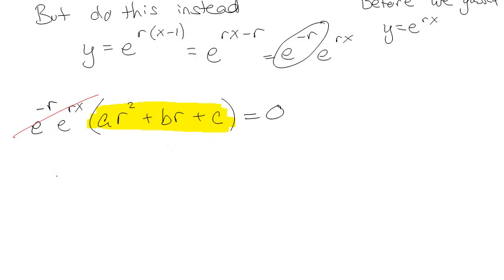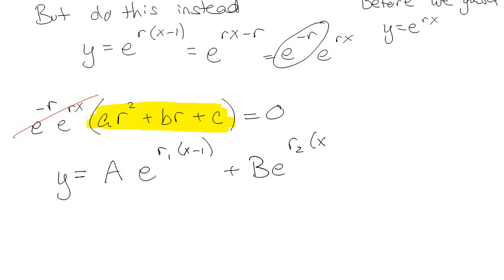So say we had the solution, which was a linear combination of the two options. So it would be e to the r1(x minus 1), and e to the r2(x minus 1). So these would be our two solutions. We'll just use this as an example. Well, whenever I would do this, I could have a e to the negative r1 times e to the r1x, and b e to the negative r2 times e to the r2x.